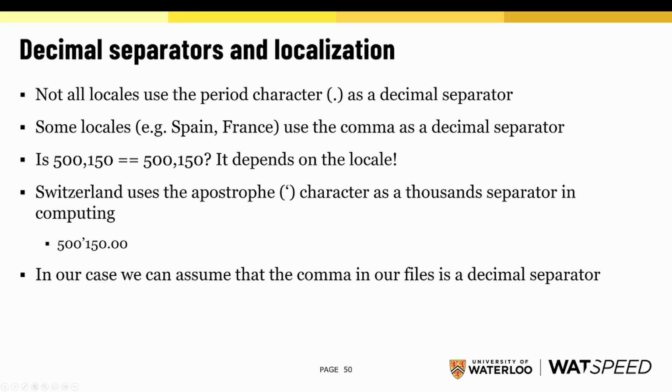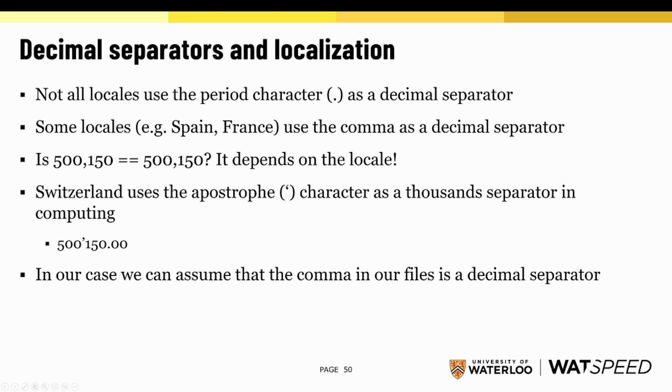Not all locales use the period character as a decimal separator. Some locales, for example, Spain and France, use the comma as a decimal separator. So, does 500,150 equal 500.150? Well, it depends on the locale. In other locales, such as Switzerland, they use the apostrophe character as a thousand separator. So 500'150.00 is 500,150.